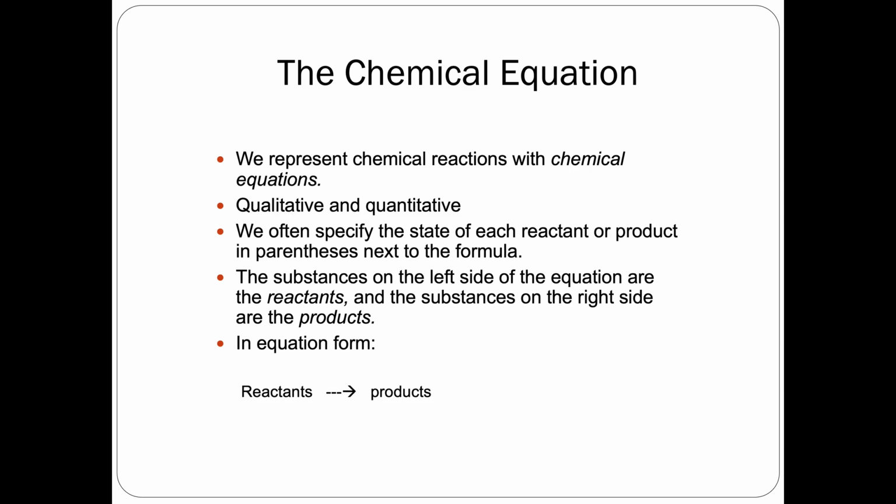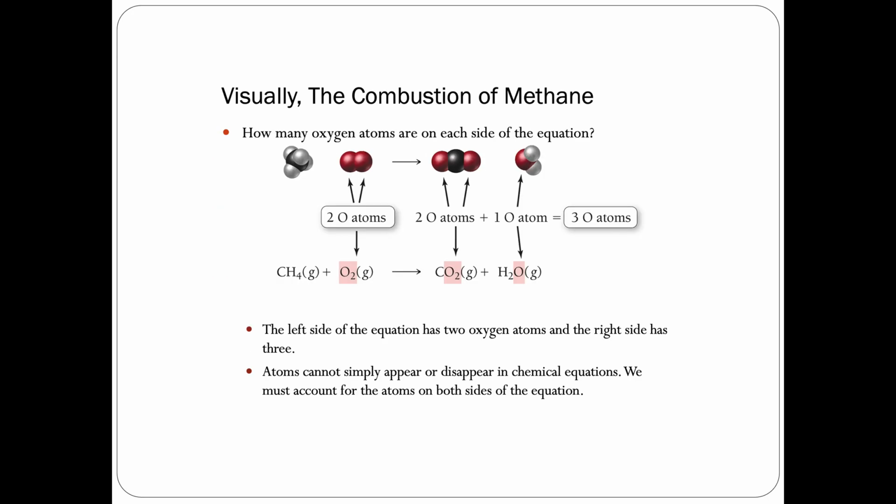On the left side of the equation, we have what are called reactants. On the right side, we have products. So in equation form, we have an arrow. Reactants become products. So just so you can see it, this is burning methane. Methane is CH4. Burns is combining with oxygen. CO2 and H2O. And if you look at the picture here, you see that there's 2 oxygens on the left, but there's 3 on the right.